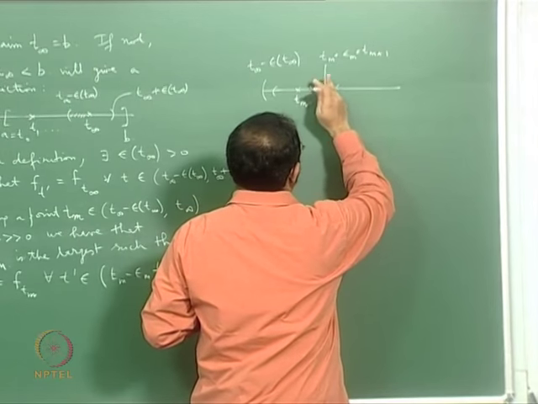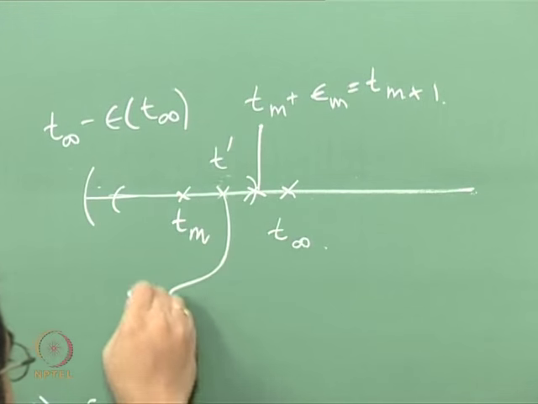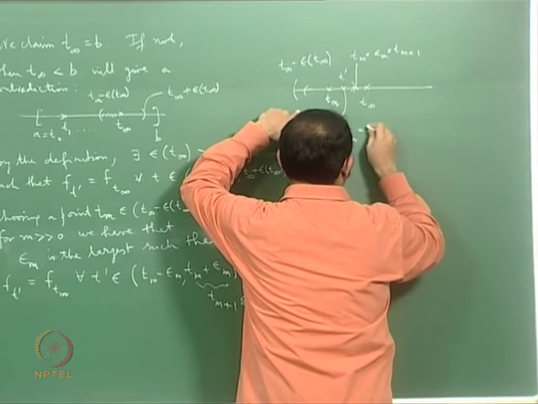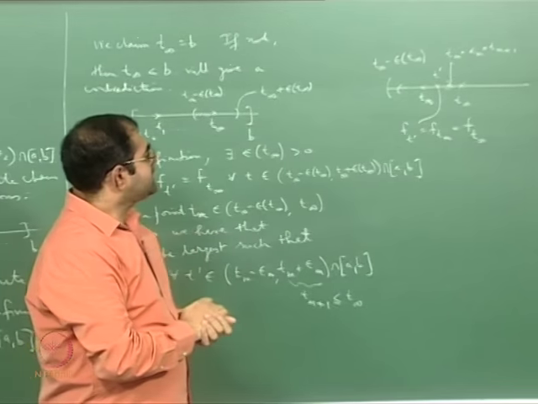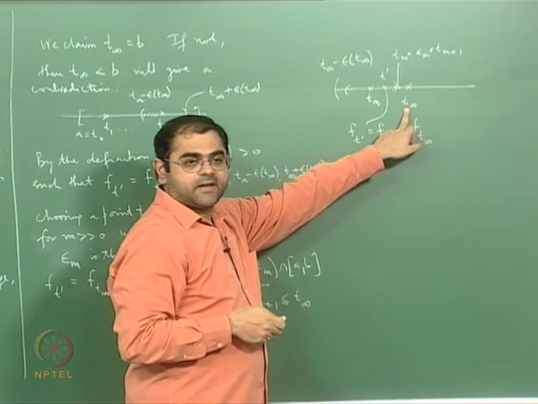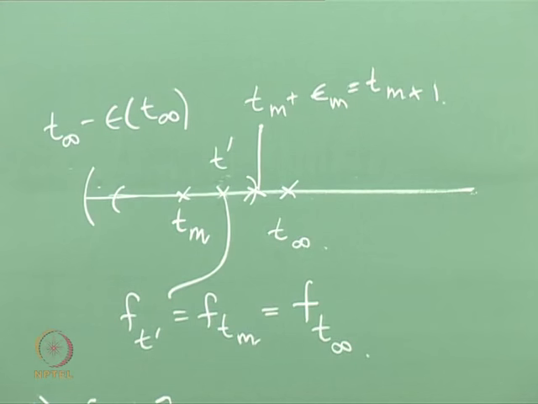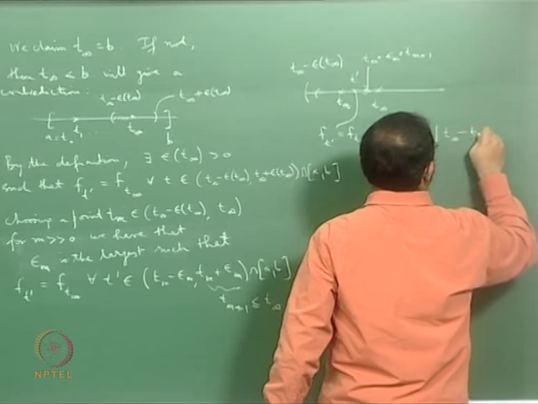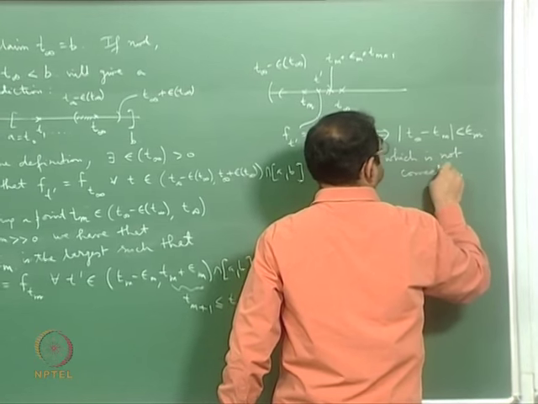I get a contradiction in the sense that if I take any point here, a t there, and call it t', I will have that f_t' is equal to f_{t_m}, and on the other hand I will also have f_t' equal to f_{t_infinity}. That means the distance of t_infinity from t_m has to be strictly less than epsilon_m, which is not correct. This is what you get.